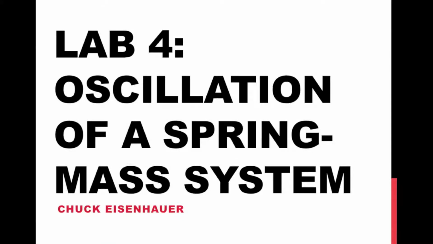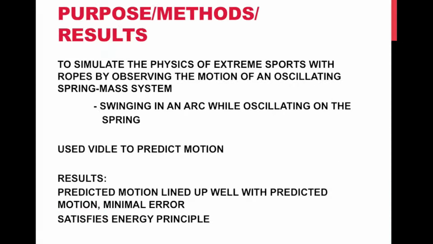This is Lab 4, the oscillation of a spring mass system. My name is Chuck Eisenhower, Physics 2211. So first off, the purpose of this lab was to simulate the physics of extreme sports with ropes by observing the motion of an oscillating spring mass system. So swinging in an arc while oscillating on the spring.